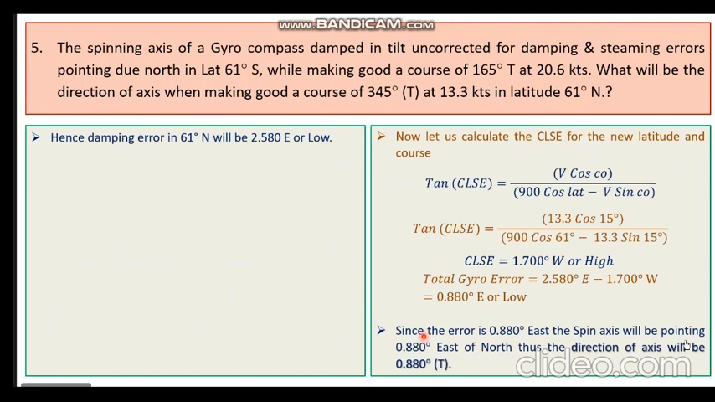Now, since the error is 0.880 degrees east, the spin axis will be pointing 0.880 degrees east of north. Thus, the direction of the axis will be 0.880 degrees true. Now, what they have asked in this question is not the gyro error. They have asked us what will be the direction of the axis. To make it a little more tricky, they have asked the direction of the spin axis. So whenever the error is east, the spin axis will be pointing east of north, that is 0.880 degrees true.